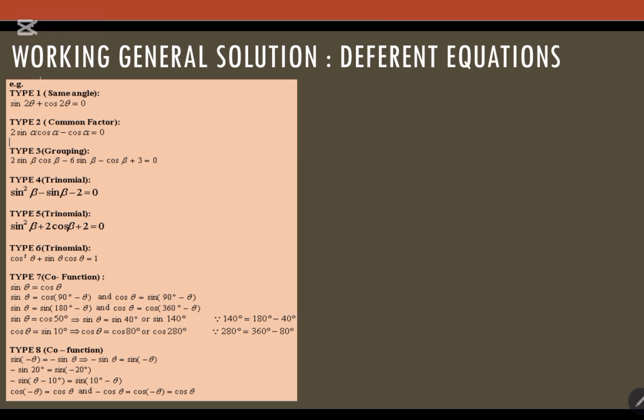Let us look at type 2 equation. So type 2, we're given 2 sine alpha cos alpha minus cos alpha is equals to 0. With this equation, you can see between these two terms there is a common factor of cos alpha. So you can take it out. You've got cos alpha, you are left with 2 sine alpha minus 1 is equals to 0.